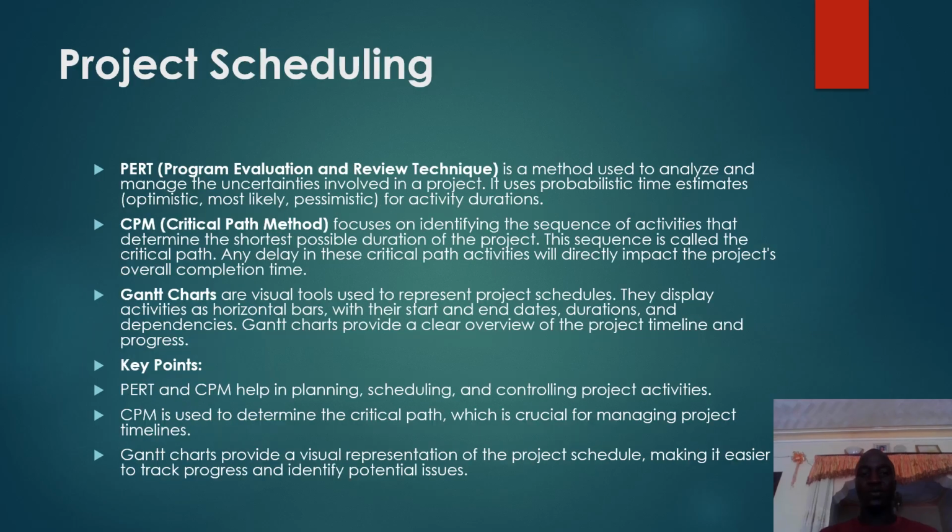Yes. Then we can continue to project scheduling. In project scheduling, there is what we call the Program Evaluation and Review Technique. This is a method used to analyze and manage the uncertainties involved in a project, because when launching projects, there will always be challenges, there will always be hindrances. You need to find ways to adapt to those challenges or to maneuver through them. Then we have the critical path method, shortened as CPM, then the Gantt charts, and so on and so forth.